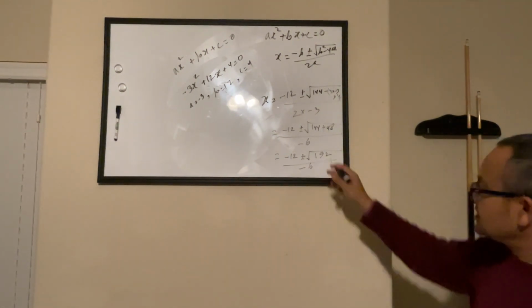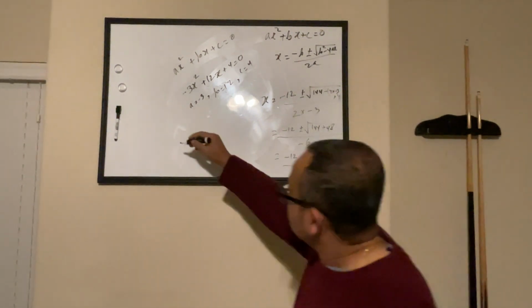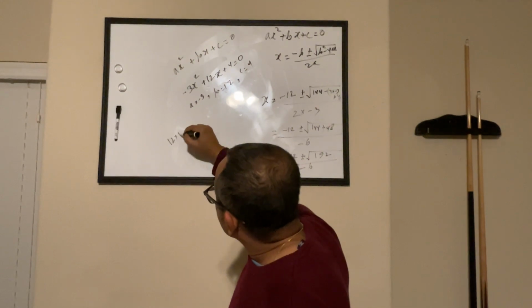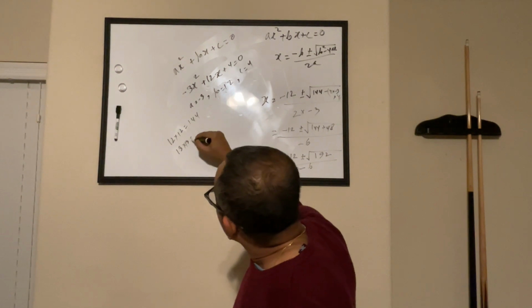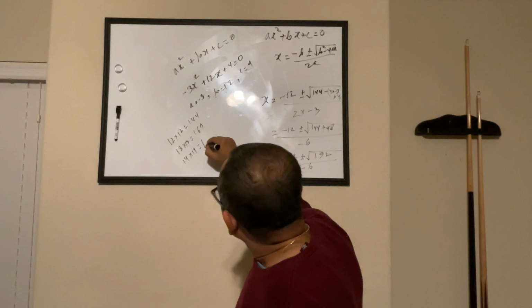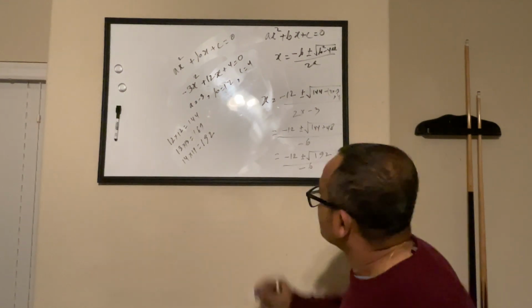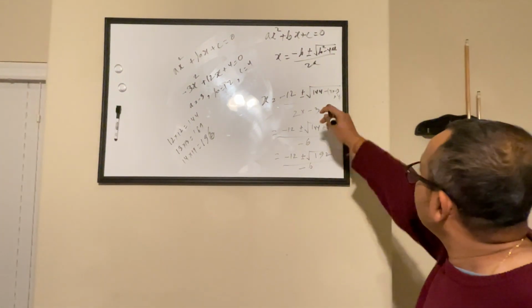Now, is 192 a perfect square? No, it's not. 144 plus 48 is 192. 12 squared is 144, 13 squared is 169, 14 squared is 196. So it doesn't work. Did we miss something?